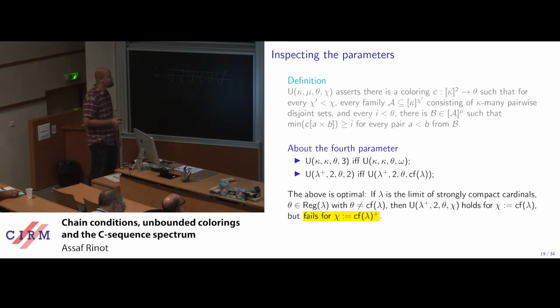And this is optimal. You won't be able to push it for more than cofinality lambda. We have very concrete counterexamples. You could do it for cofinality lambda, but will not be able to do it for cofinality lambda plus.